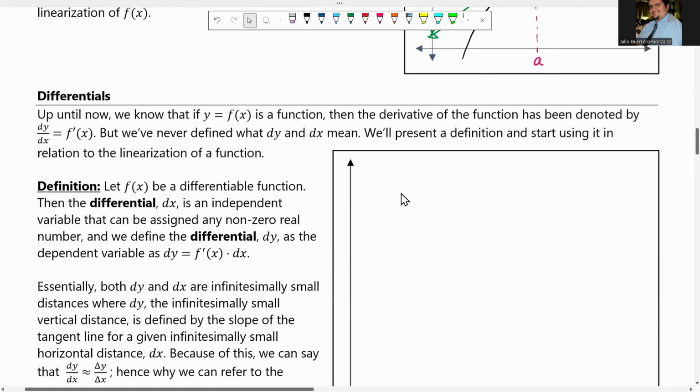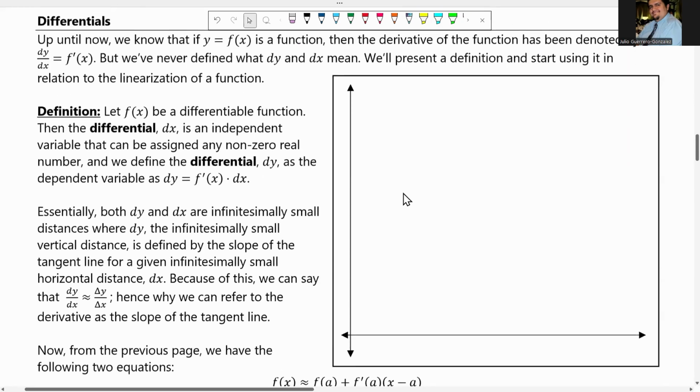Okay, moving on, I need to cover differentials. Now, differentials does fit into this. It doesn't look like it does, but it does.